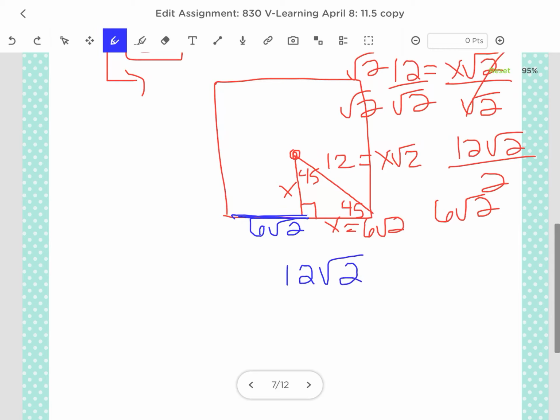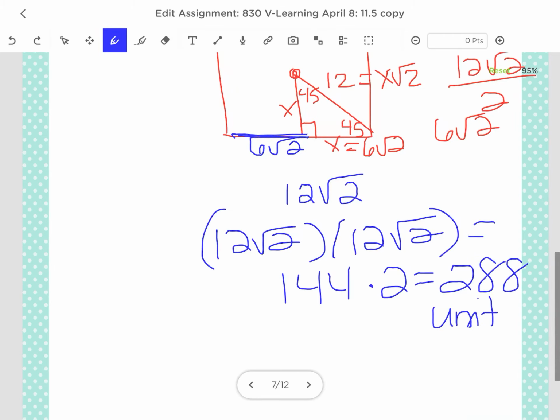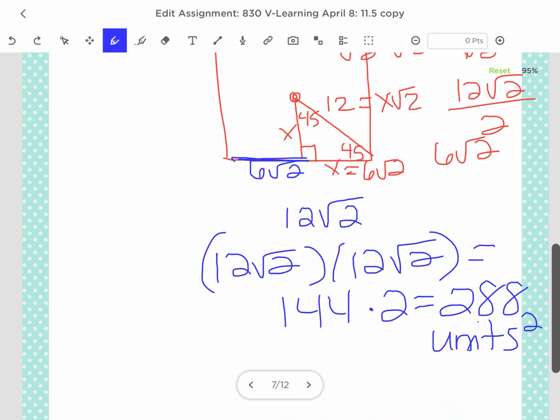So if I'm going to find the area of this square, 12 root 2 times 12 root 2 is going to end up being 144 times 2, which is 288 square units.